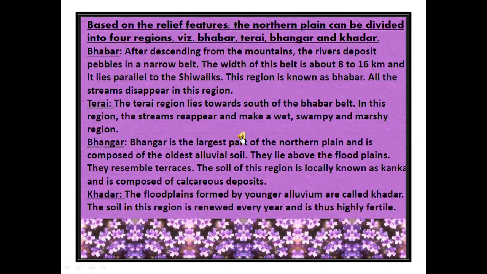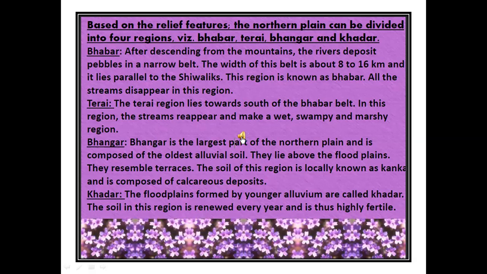South of this belt, the streams and rivers re-emerge and create a wet, swampy, and marshy region known as Tarai. This was a thickly forested region full of wildlife. The forests have been cleared to create agricultural land and to settle migrants from Pakistan after partition. In this region, you will try to locate Dudhwa National Park.